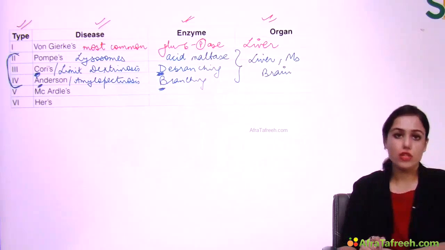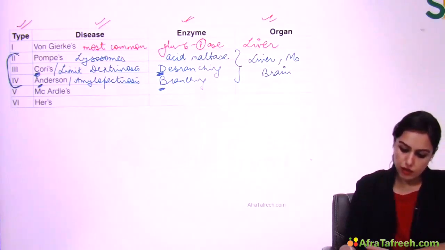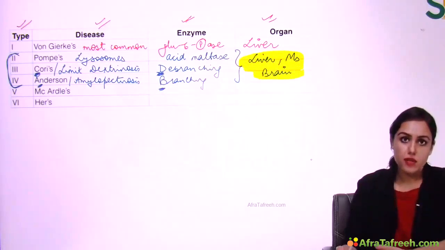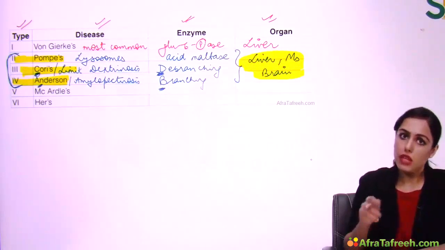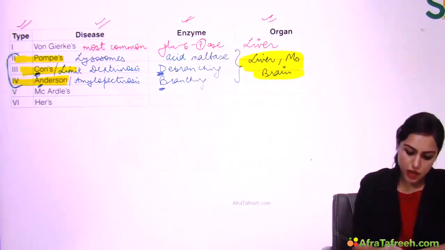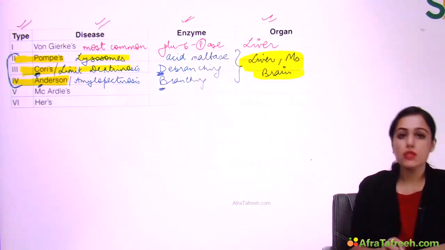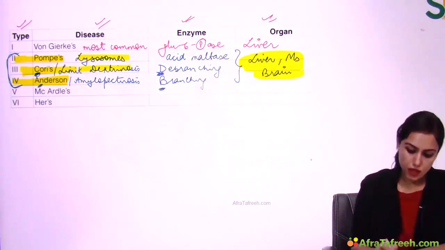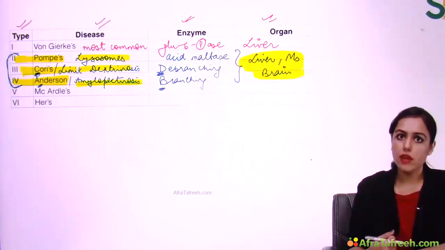So one trick for question solving I will give you. Whenever they give you a clinical picture that liver, muscle and brain are all affected, then you are very sure it is either type 2, 3 or 4. Now if in the clinical features they write lysosomes are affected, then you are very sure it is type 2. If they write limit dextrins, then you are very sure it is type 3. If they write amylopectins, then you are very sure it is type 4 which is affected, right?